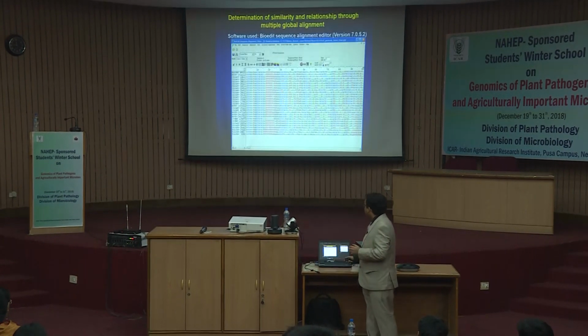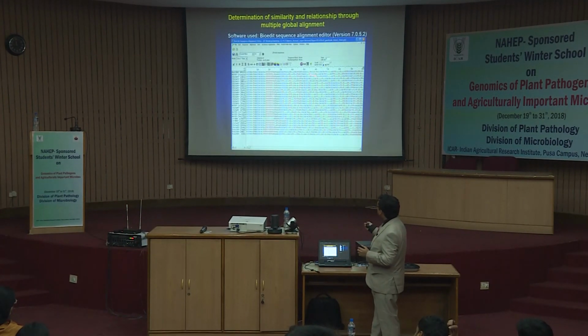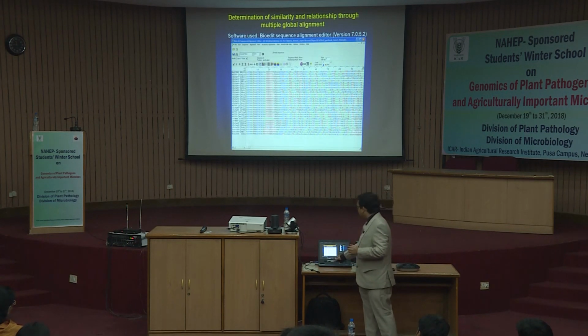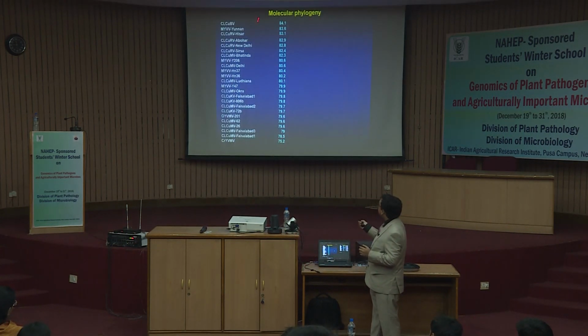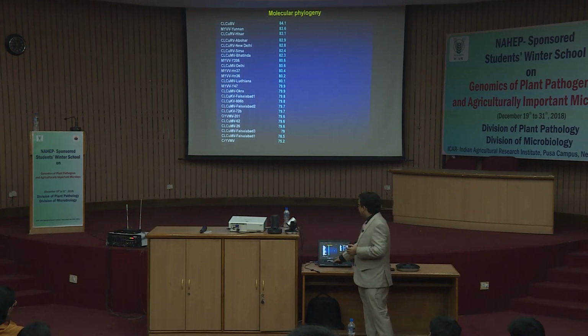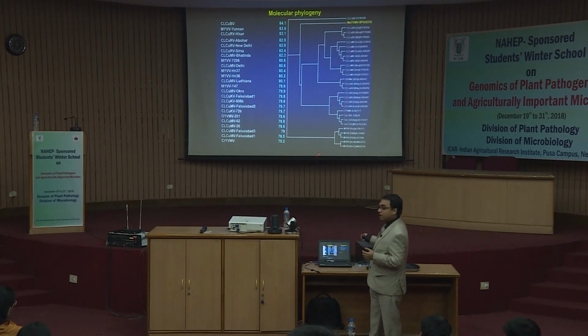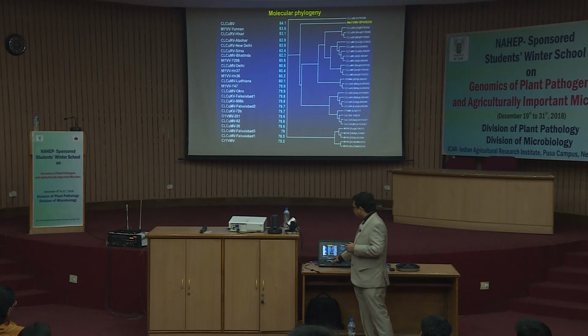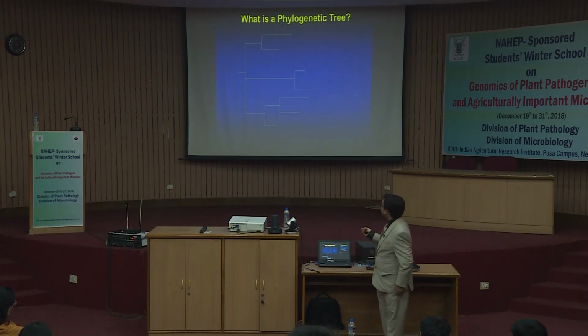So ultimately it will tell you this kind of alignment, and then it will generate a kind of percent sequence identities, and it will generate a relationship tree. So, this is called the molecular phylogenetic tree. So, what does this molecular phylogenetic tree actually tell? It looks like this.